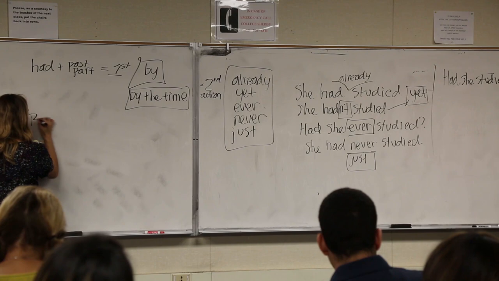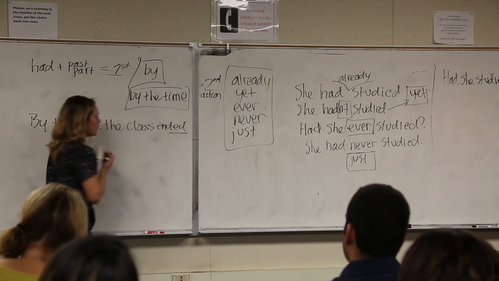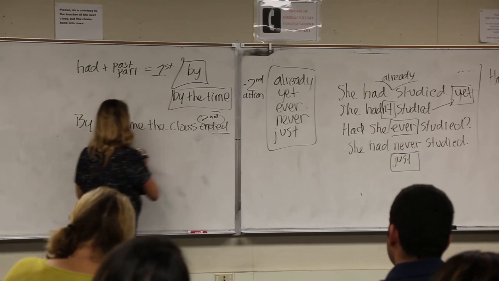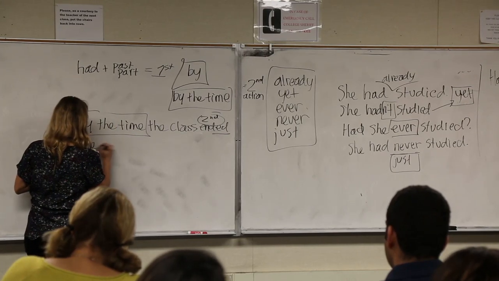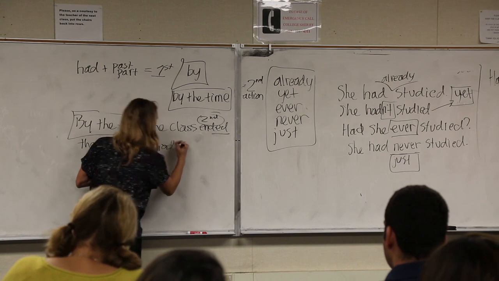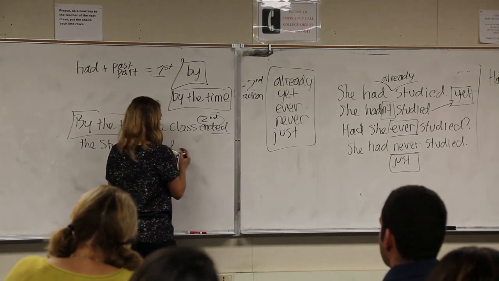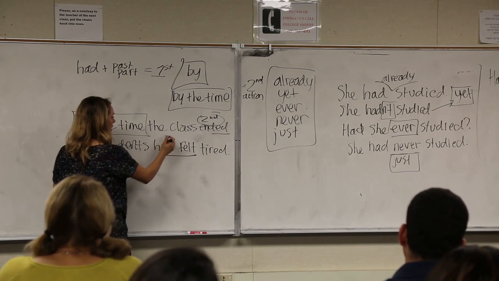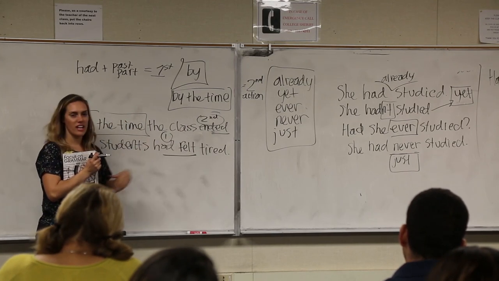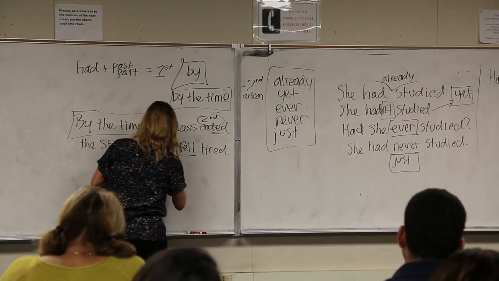So, by the time the class ended, this is the second thing, right? By the time introduces the second thing. The students had, what do you want to say? Had felt tired. Okay, good. So this happened first, right? And that happened second. You had felt tired before the class ended, right? You could also use the past perfect progressive. How would I use that? Had been feeling. They had been feeling tired.